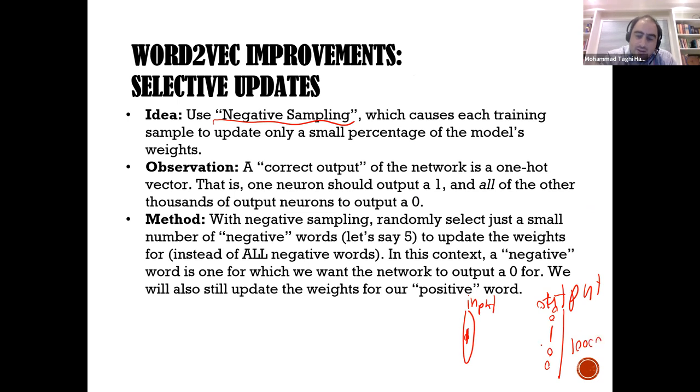Then it takes a lot of time to actually compute this 10,000 and make sure that only one is one, and everything else is zero. This is something that is called negative sampling. You don't need to actually make sure that everything else is zero. You only need to select maybe 5 or 6 out of this 10,000 and make sure that this guy becomes one and these others become zero. These five to six are called negative samples.